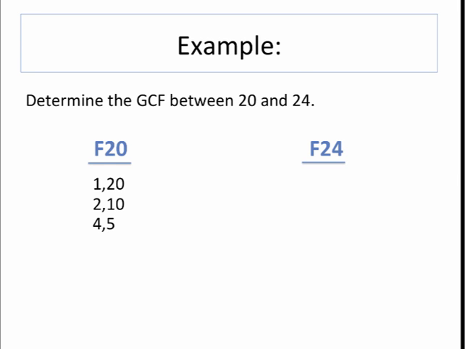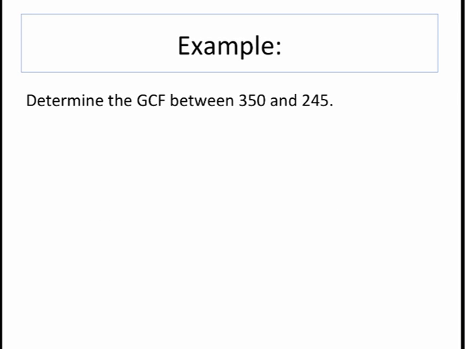And 24, we worked through a couple minutes ago, and we found this list: 1, 2, 3, 4, 6, 8, 12, and 24. So you just quickly look through the two lists and you find the largest common factor between the two, which in this case is 4. For the second example, we'll look at some larger numbers and work through things this way.